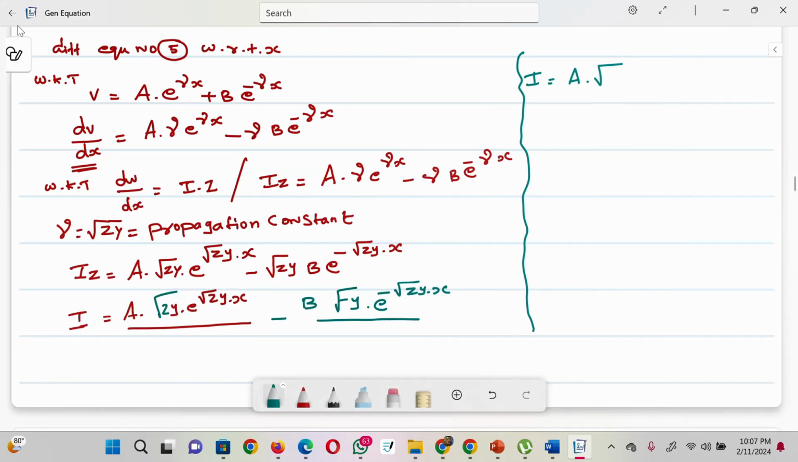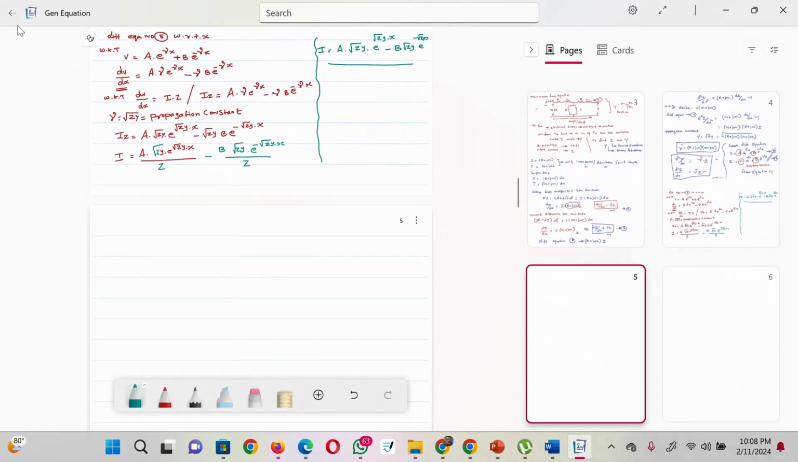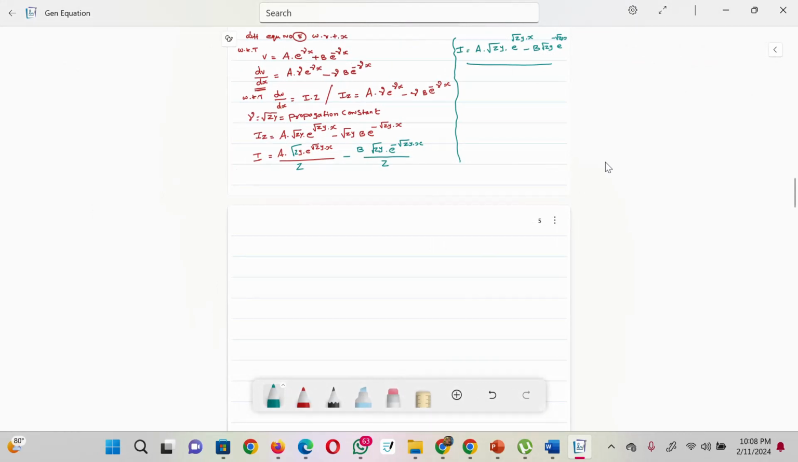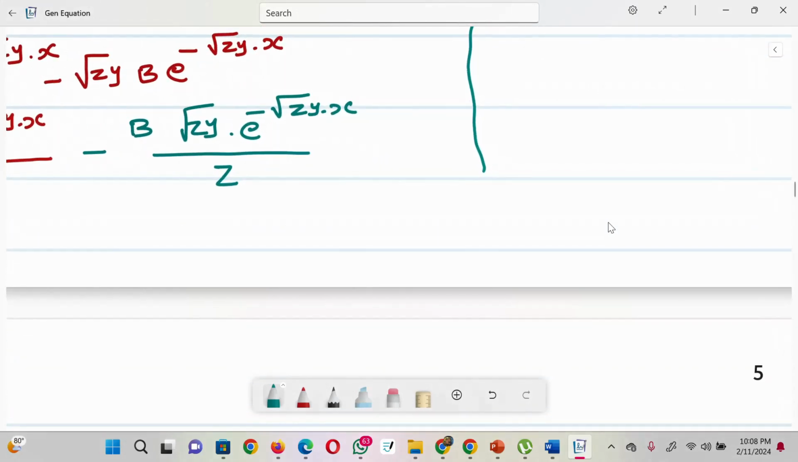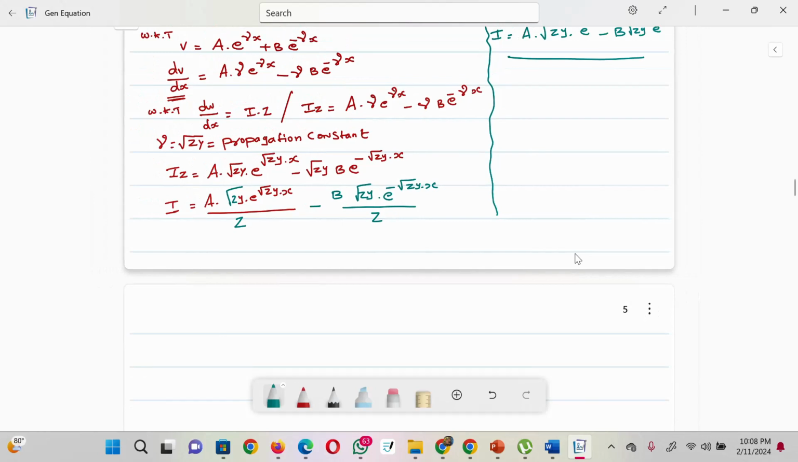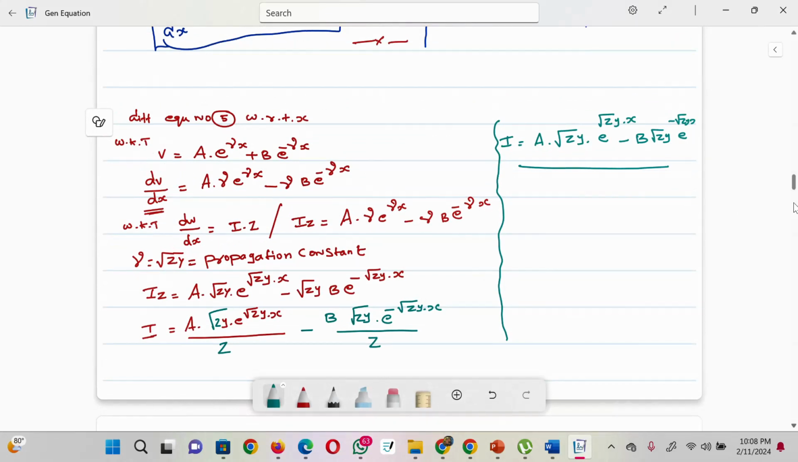Root ZY and then root Z. After that, here root ZY e power root ZY into x minus B into root ZY e power minus root ZY into x over root Z and root Z. Just a minute, I am going to enlarge this screen. Sorry for the disturbance.